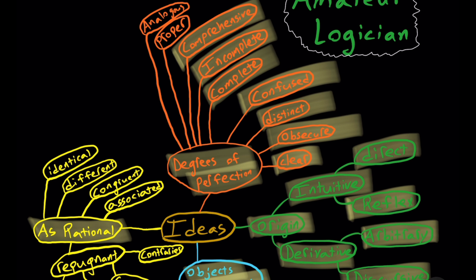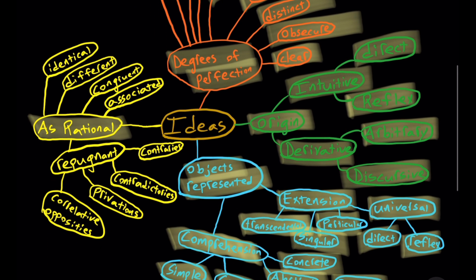Let's also compare a proper idea with an analogous idea in terms of our degrees of perfection. A proper idea represents an object as such. It represents its nature as it really is, directly as it were. An analogous idea represents an object in a less perfect way. It's an awareness of an object by way of partial similarity. And this raises a consideration of ideas in relation to each other.